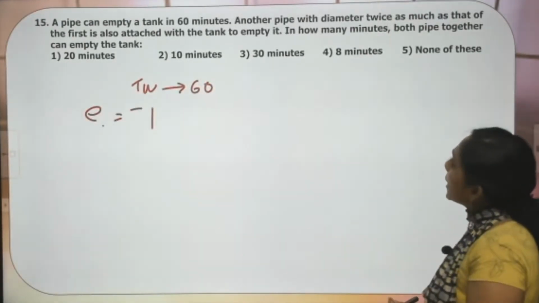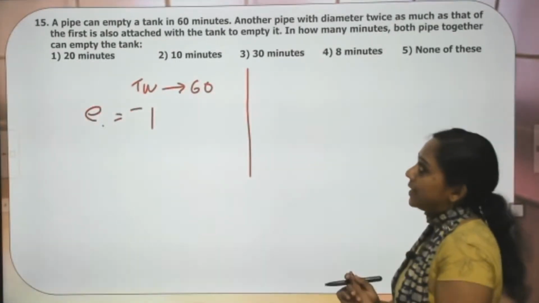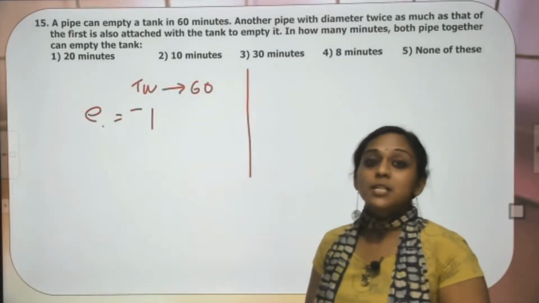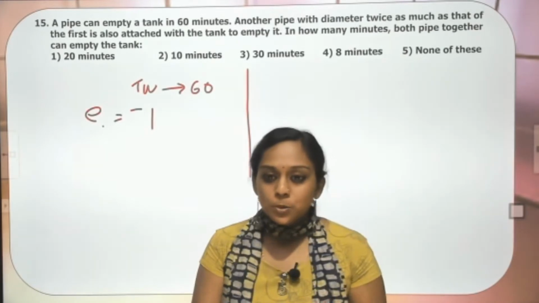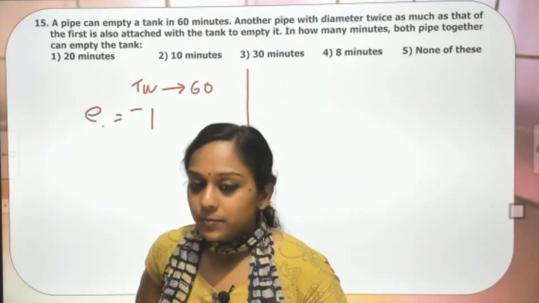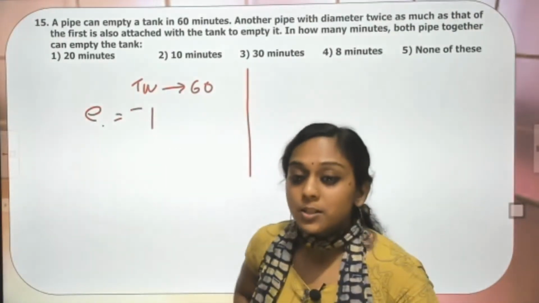Next, another pipe with the diameter twice as much as that of the first is also attached with the tank. Now most of you have thought that twice means the efficiency will be twice. I think after seeing your options, yes, Nitin, right answer. Anju, right answer. Yes, answer is option 5.